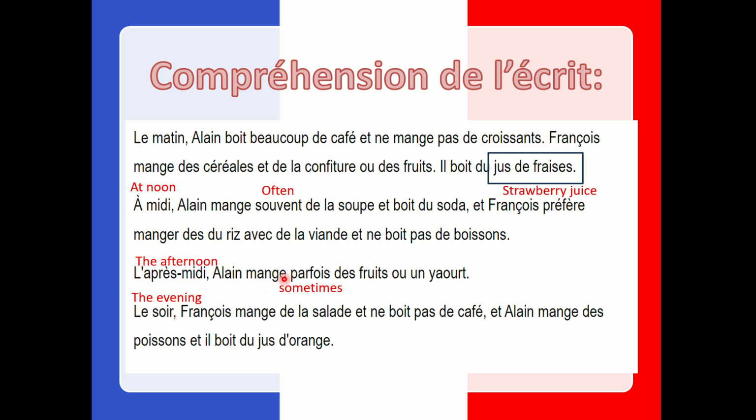L'après-midi, Alain mange parfois des fruits ou un yaourt. Parfois means sometimes. Le soir, François mange de la salade et ne boit pas de café. Et Alain mange des poissons et il boit du jus d'orange. I think the text is clear. I translated the words that, in my opinion, will help you understand.